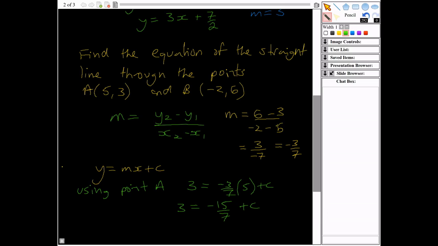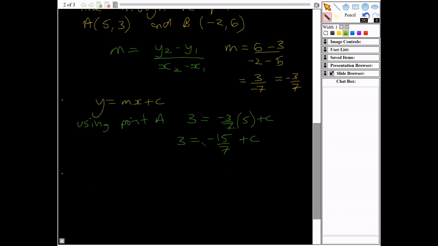So then I would need to do 3 plus 15/7. So what I'm going to do is change that 3 to be in sevenths as well. So it would be 21/7 plus 15/7 is equal to c. So that means c would be 36/7.